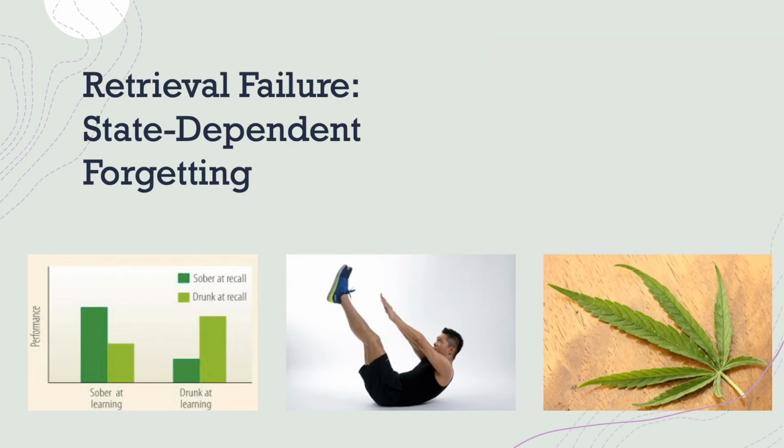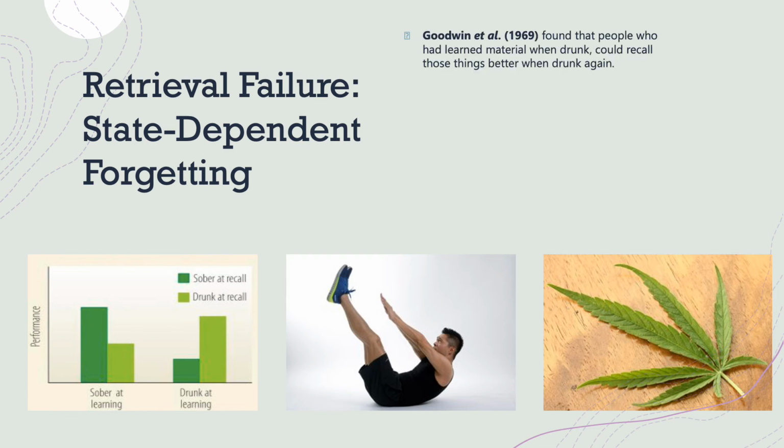And the last bit of retrieval failure, so we've looked at encoding specificity principle, context-dependent forgetting. The last one is state-dependent forgetting. And we looked at 3 studies for this. The first one that we looked at was Goodwin et al., who found that people who had learnt material when they were drunk then recalled that material better when they were drunk again. If they were sober when they learnt the material, then their recall was better when they were sober.